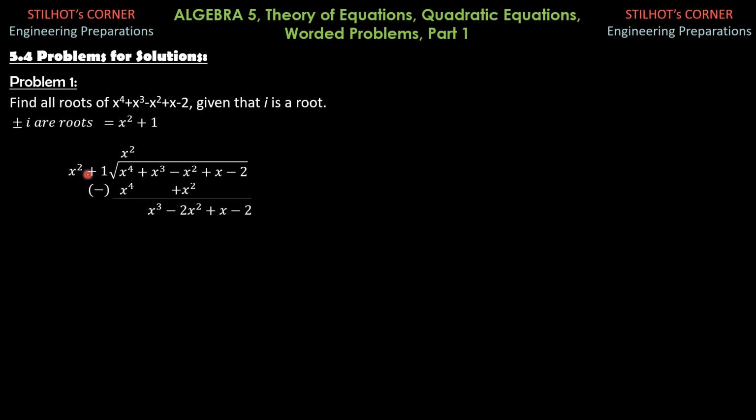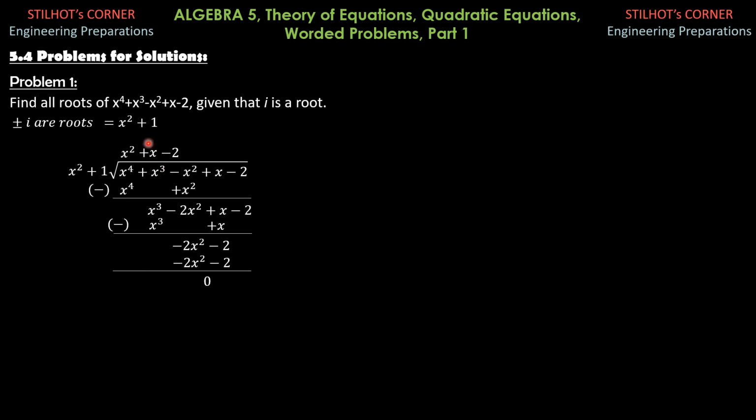So x cubed divided by x squared is x. Then x times x squared is x cubed, put under x cubed. x times 1 is x, so put it under the like term. Then we subtract again, we can eliminate x cubed, we can eliminate x, so what remains would be negative 2x squared minus 2 after subtracting. Then negative 2x squared divided by x squared is negative 2. Negative 2 times x squared, negative 2x squared, negative 2 times 1, negative 2. So since they are alike, after we subtract, the result would be 0.